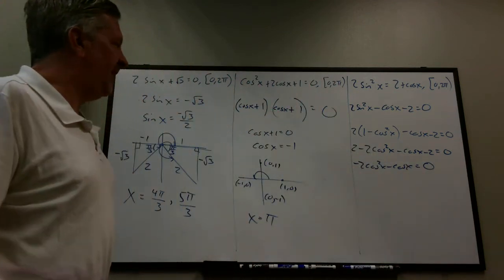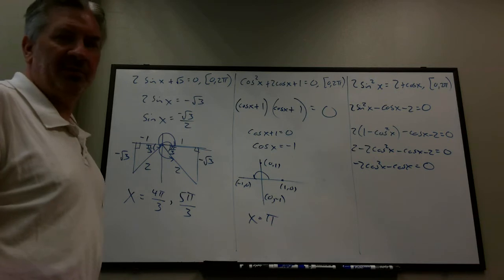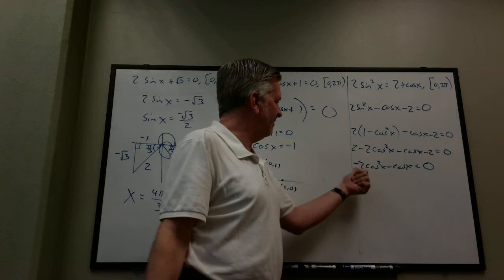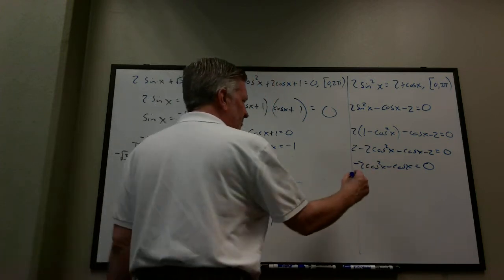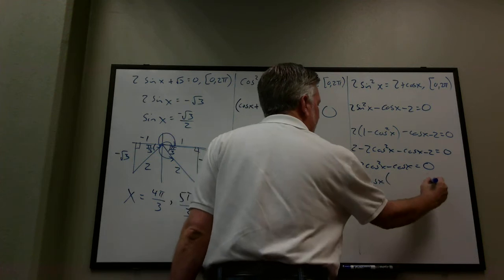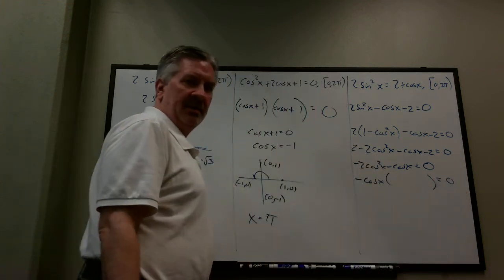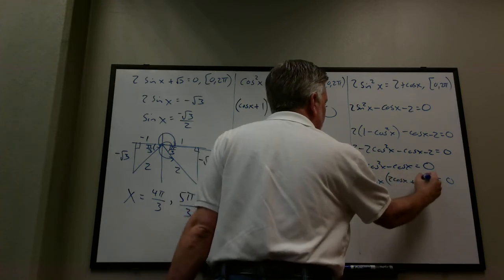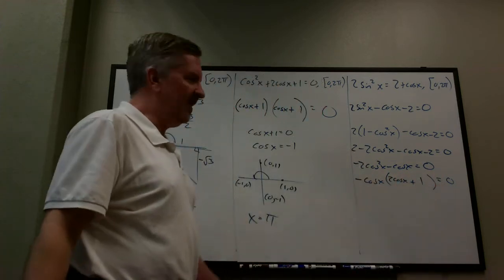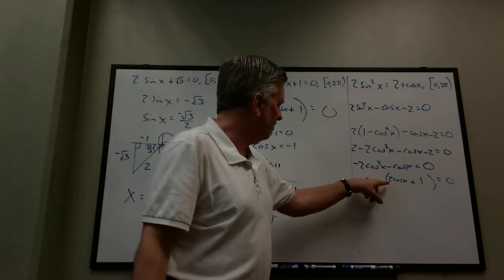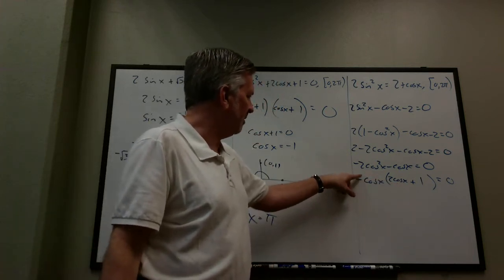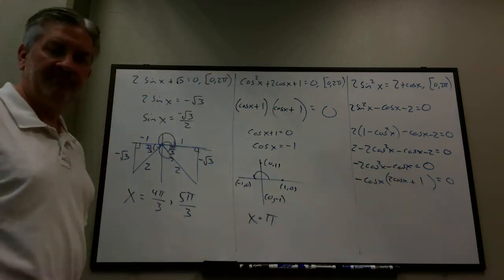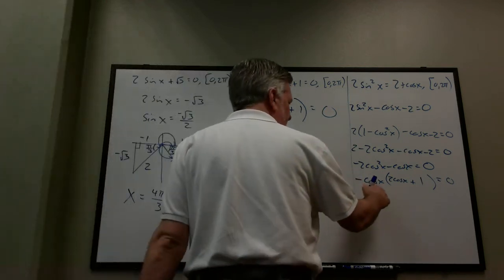And now we can actually factor this. Remember, the first step in factoring is to pull out the greatest common factor. Both of these have a cosine x. Since they both have a negative coefficient, I'm going to factor out the negative as well. So negative cosine x times what? So I have a 2 cosine x plus 1. Let me check by multiplying. So negative 2 cosine x times negative cosine x is negative 2 cosine squared x. That's correct. And then 1 times negative cosine x is negative cosine x. So we're good.